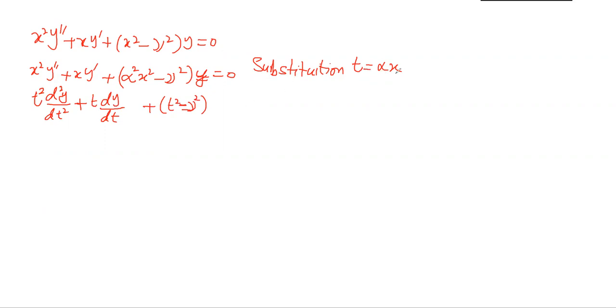If you do the substitution t is equal to alpha x, then you will get dy over dx equal to alpha times dy over dt. So that means y prime you will replace with this, okay? And by the chain rule, we can also say that d2y over dx square, that is y double prime, will be replaced by alpha square d2y over dt square. So when we input these values and simplify it, this equation will become like this, okay? It will be in terms of t, yeah.